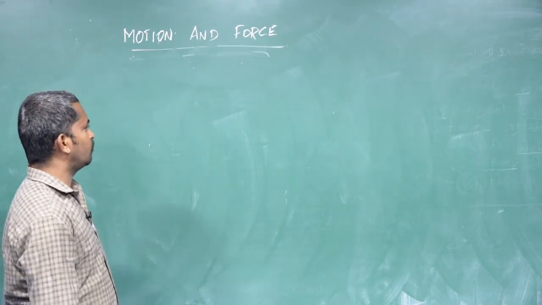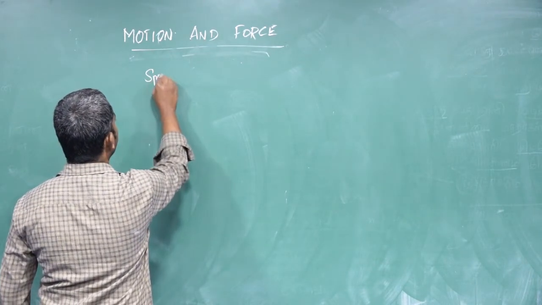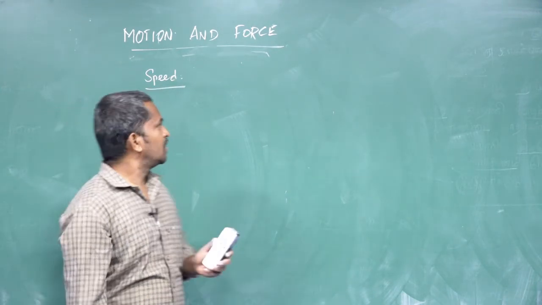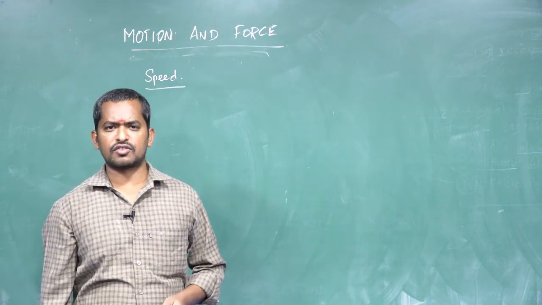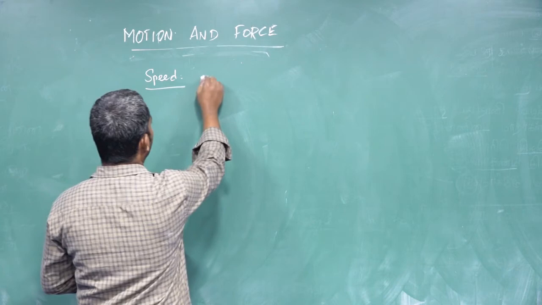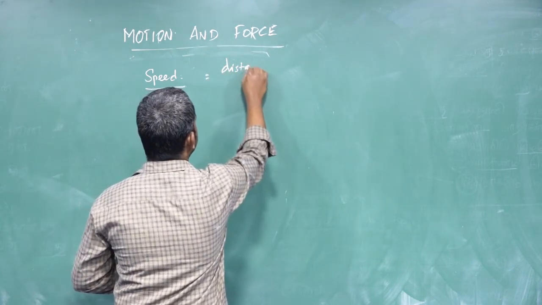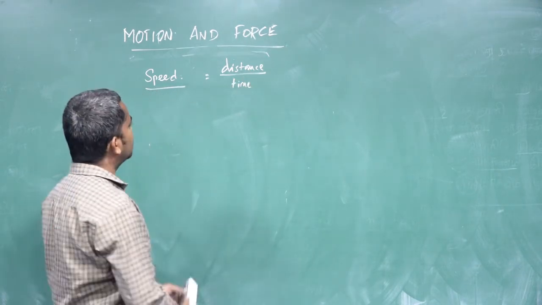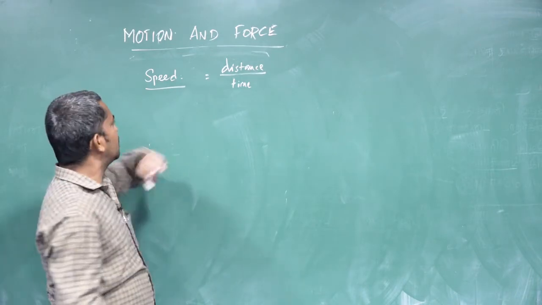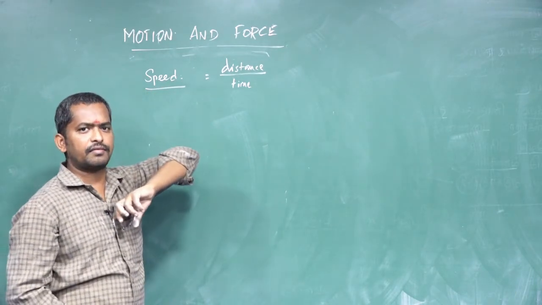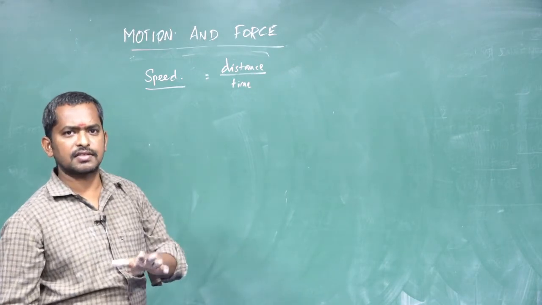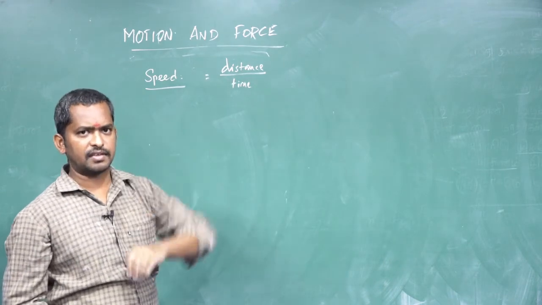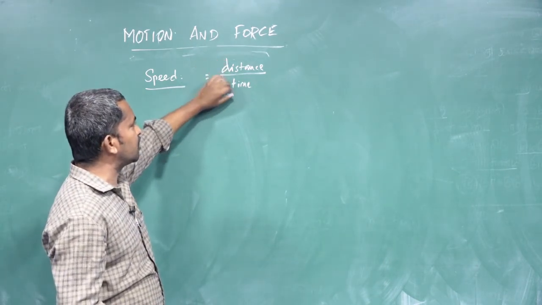Next, speed. What do you mean by speed? As you know well from the lower section, the rate of change of distance is called speed. Speed is equal to distance divided by time. Rate means with respect to time, so the distance should change with respect to time. That is called speed. Speed equals distance divided by time.